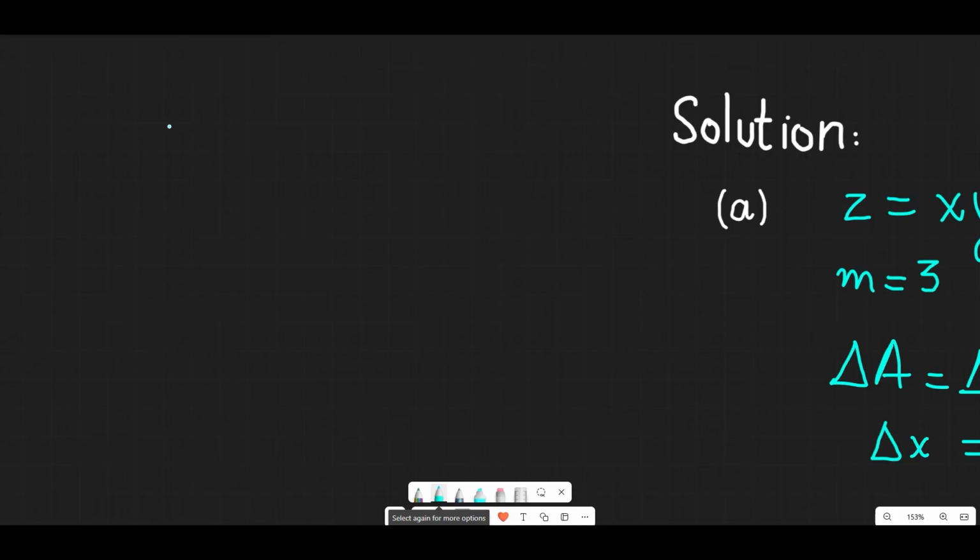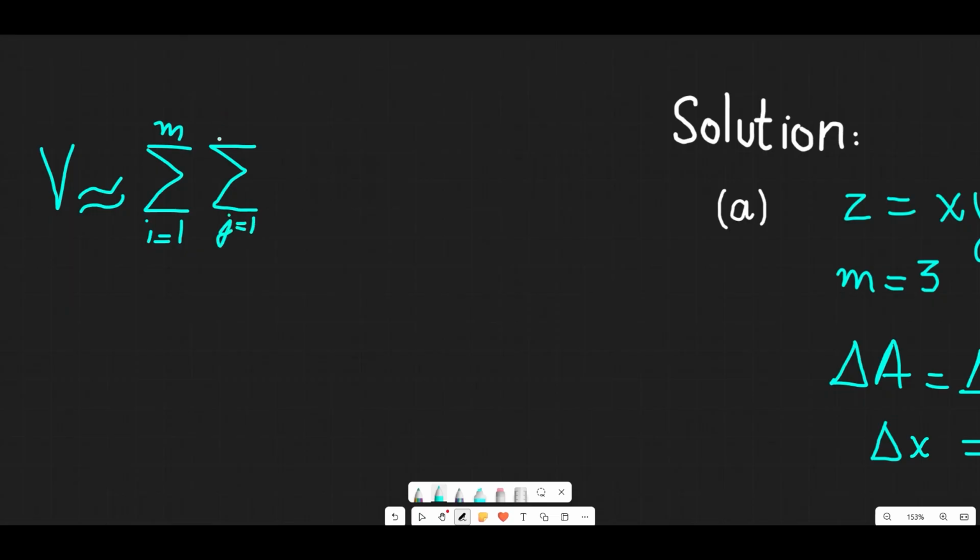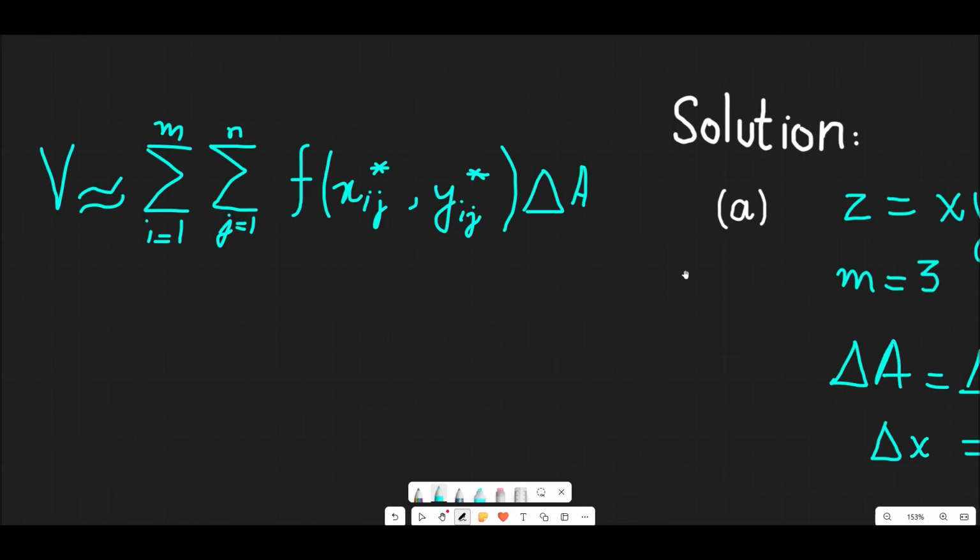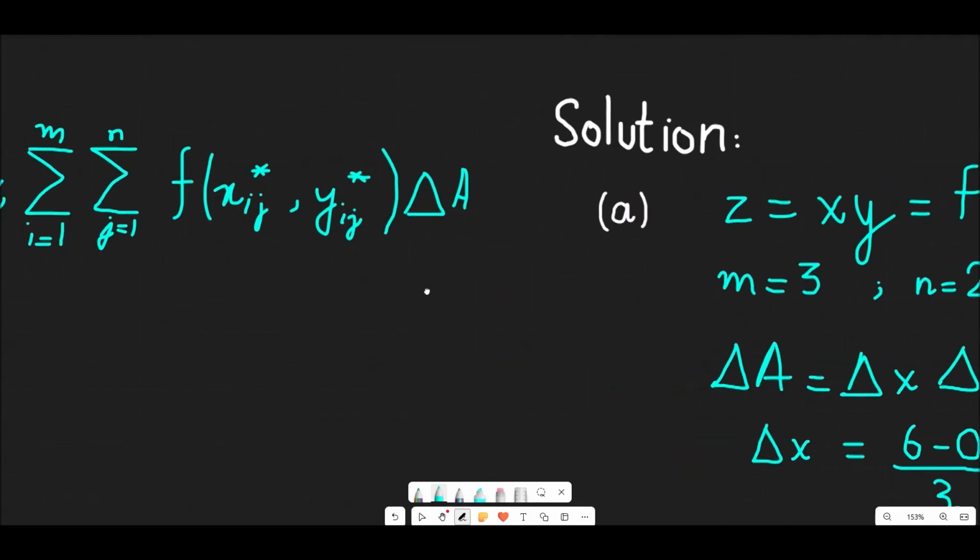As you know the Riemann sums, the formula to find the volume using the Riemann sum is V approximately equal to the summation i equal to 1 to m, and again summation, it means double summation, j equal to 1 to n, applied on the function f of xij star and yij star multiplied by delta A. Here, the function f of xij and yij is exactly the function f of xy we have been given. We will use this function for this.